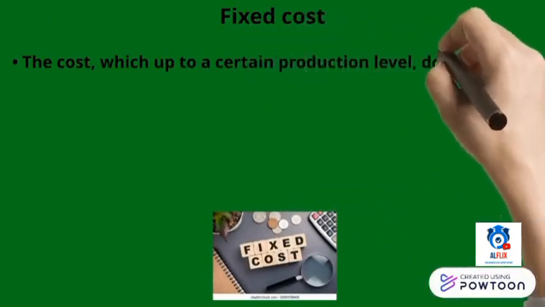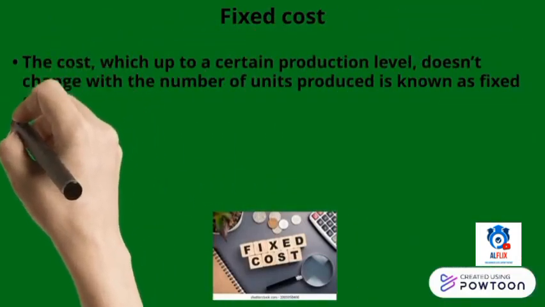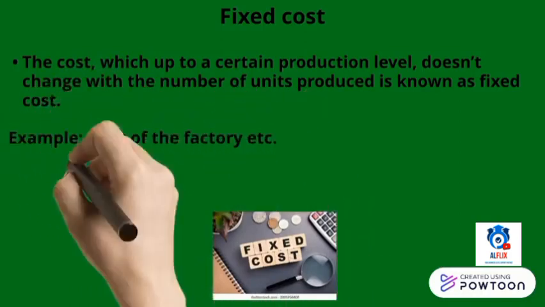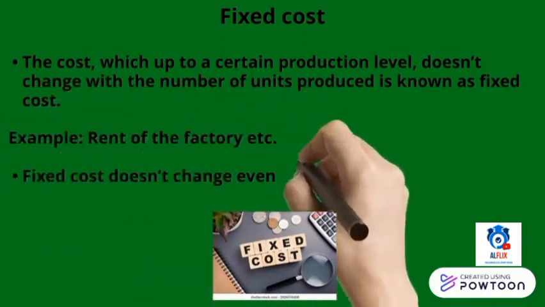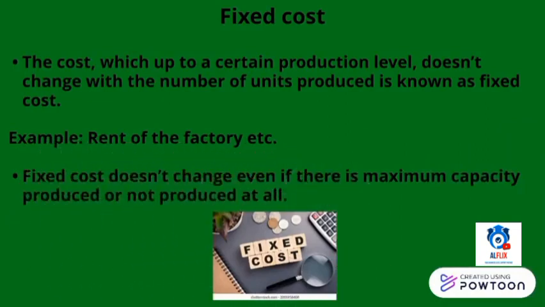Let's start with looking into fixed cost. The cost which, up to a certain production level, doesn't change with the number of units produced is known as fixed cost. Example, rent of the factory, etc. Fixed cost doesn't change even if maximum capacity is produced or nothing is produced at all.